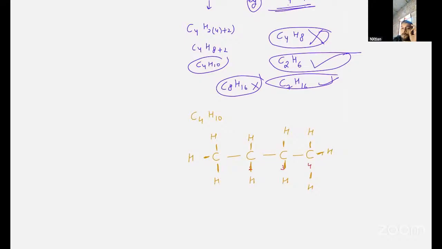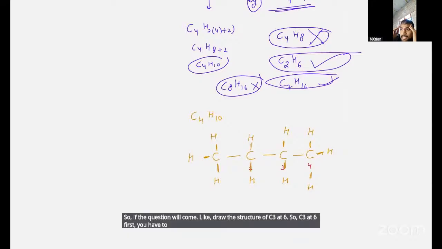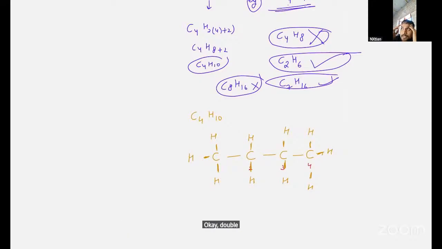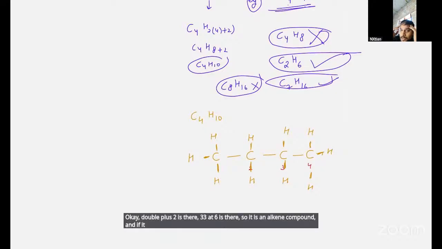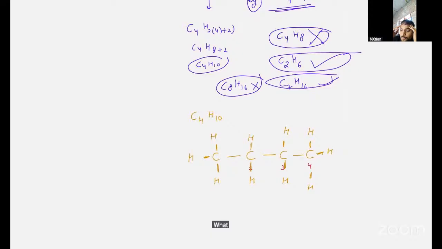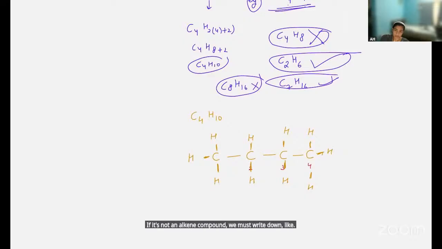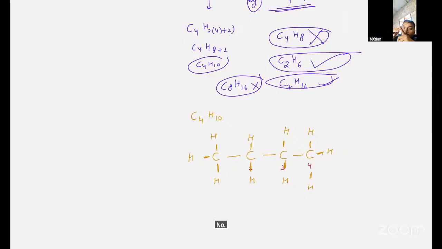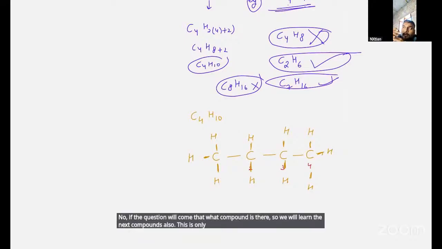So if the question comes, like draw the structure of C3H6, first you have to calculate it in your mind. CnH2n+2 is there, C3H6 is there. So it is not an alkane compound. And if it is an alkane compound, then we have to write it like this. If it's not an alkane compound, we must write that it is not. If the question comes asking what compound is there, we will learn the next compounds also. This is only one compound. We have to read 12 to 15 compounds.